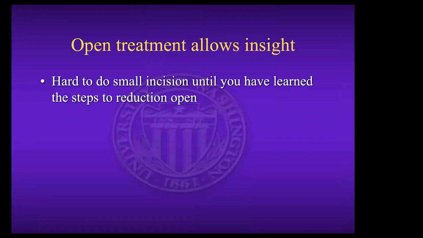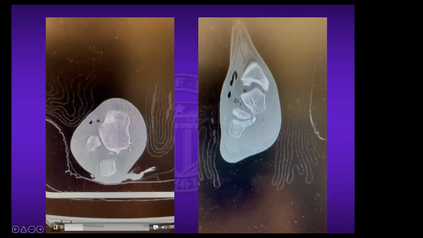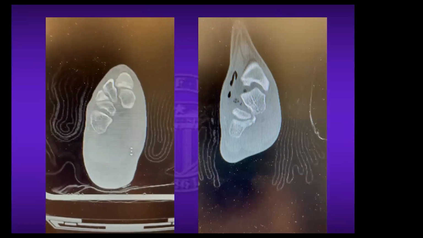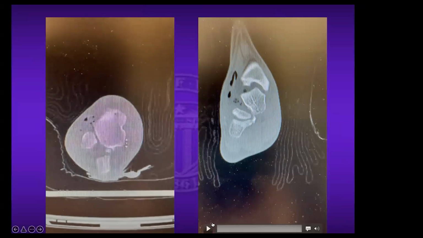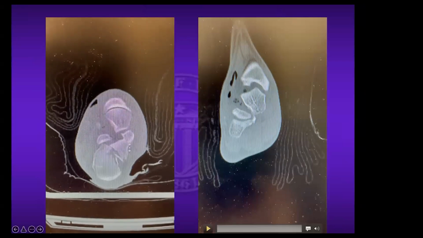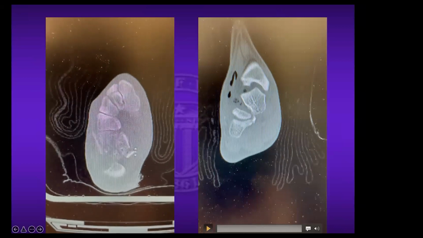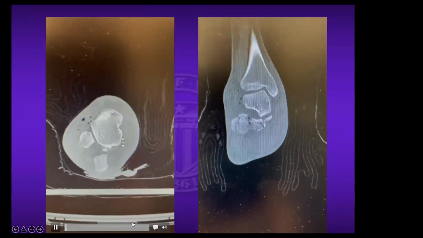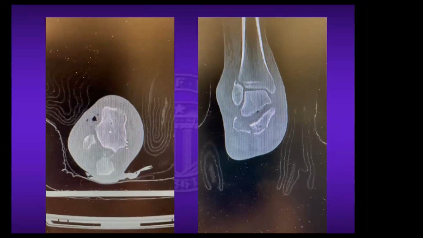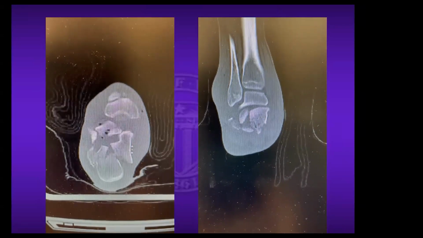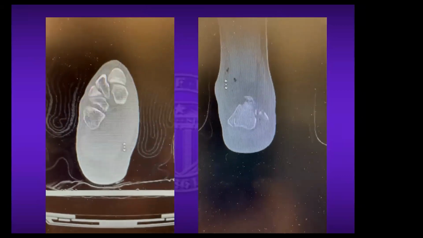But the best part of open treatment is that it gives you insights into the fracture anatomy so that you can use a smaller incision as time goes on. I think I can get these to run. This was a patient we thought might be too comminuted for a small incision technique. You can see the anterior part of the calcaneus is shortened, and this sustentacular piece is displaced medially. And if you look at the axial view, you can see the split in the posterior facet with tuber wedged in between them.